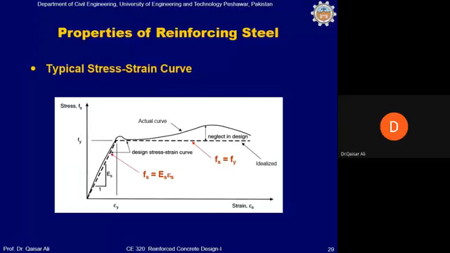The solid lines show the actual curve, and the dotted lines show the idealized curve. You should remember this. It is very important to note that the maximum strength of steel that we will be utilizing in our design is the yield strength, not the ultimate strength. Whatever the ultimate strength of the steel bar is, we will be using its yield strength as the maximum strength to be utilized in our designs.